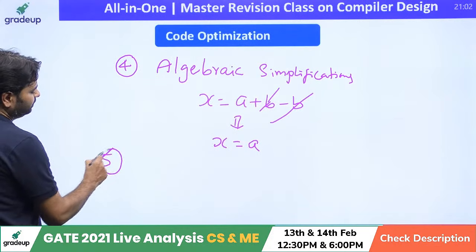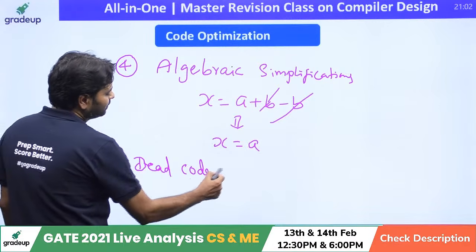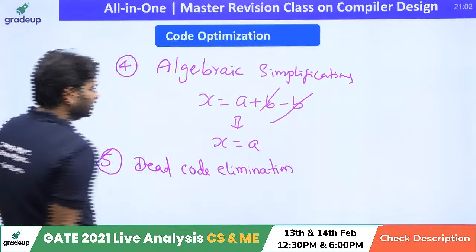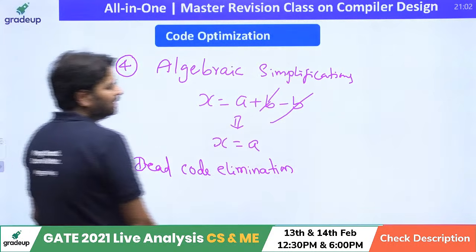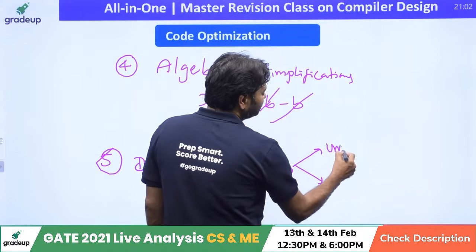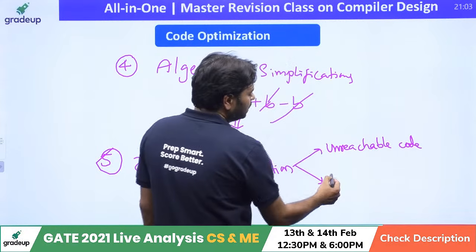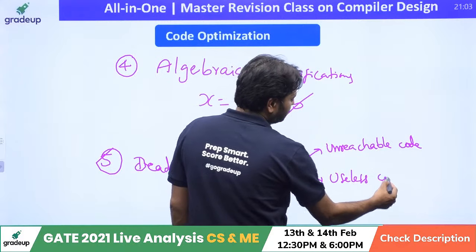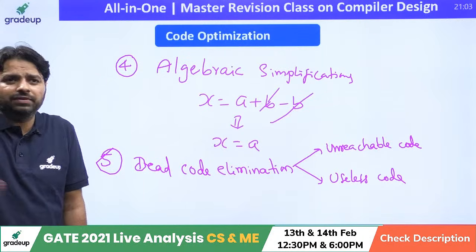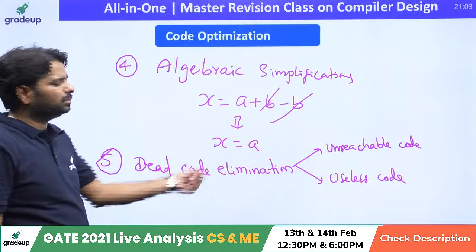Fifth one, dead code elimination. Please study it. As we have already crossed 3 hours, I'm just reminding you of examples. Dead code elimination has 2 examples: one is unreachable code, the other one is useless code. There are 2 kinds of code. Of course, both are useless, but unreachable code is definitely useless, whereas useless code need not be unreachable. Let's look at what is unreachable and what is useless code.